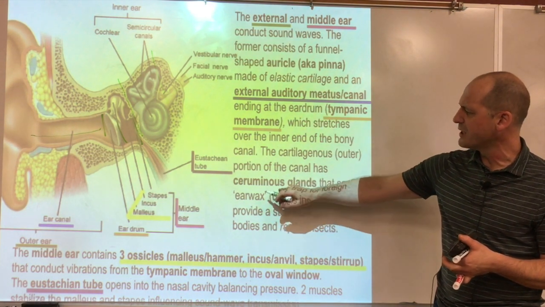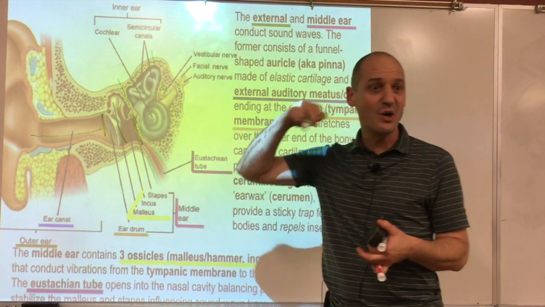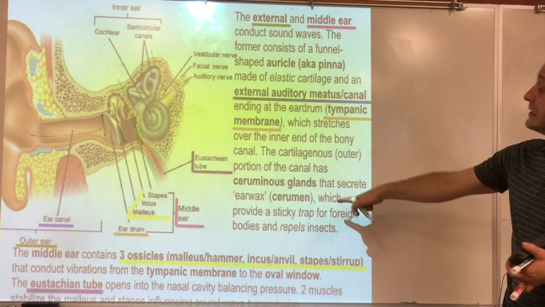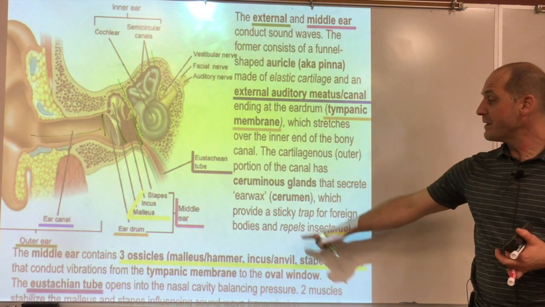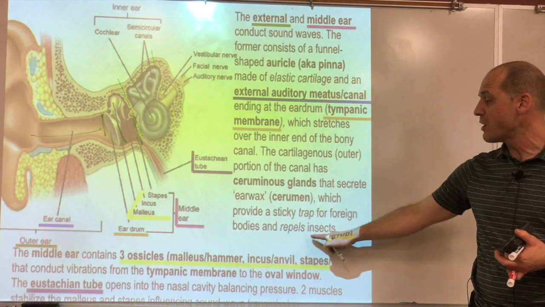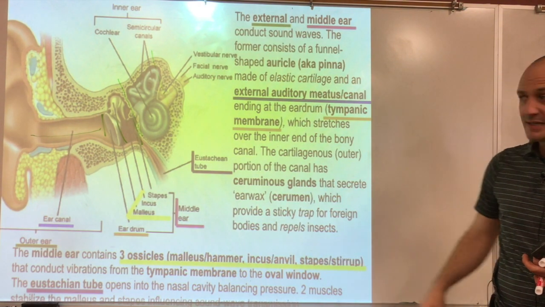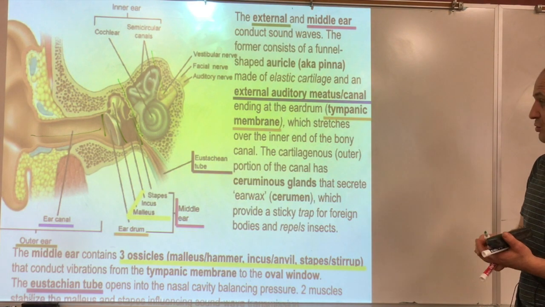Inside the ear canal, we've got a whole bunch of glands. You know, you've got earwax coming out and all that. The cerumen is the earwax, but that's good. It's a sticky trap for foreign bodies and repels insects. We don't mind that. Just once in a while, it's a little too much.